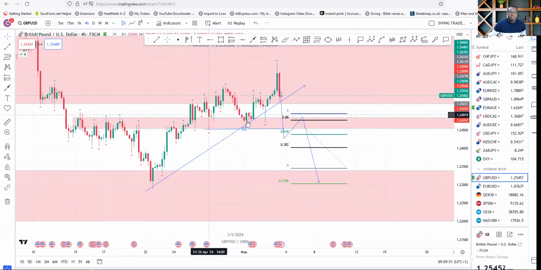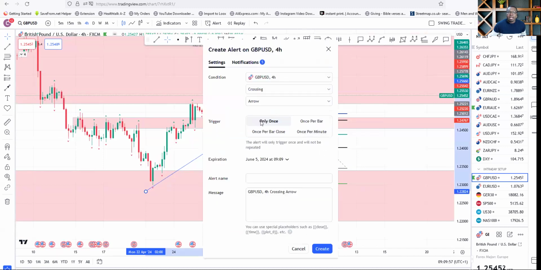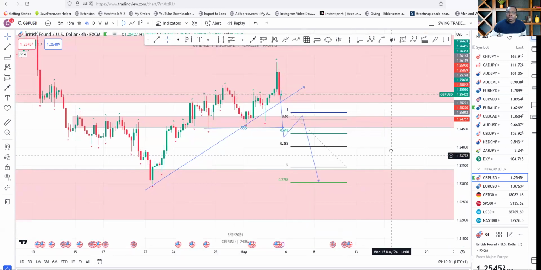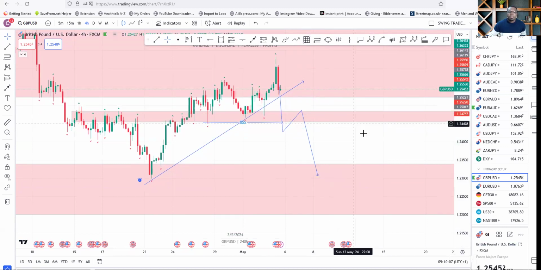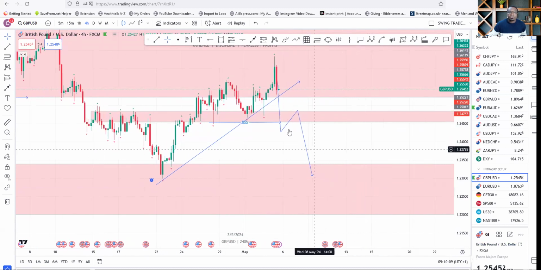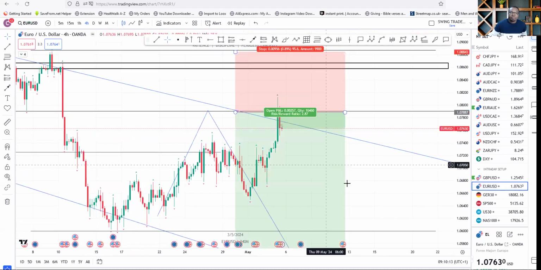So this is what I'm expecting on GU. I'm going to put this trend line and set an alert on it, and that alert will be that price closed below it, and then I will begin to look at the opportunity to trade. Meanwhile, I'm taking this off, so we'll be looking at that opportunity to trade. So this is what I see on GU right now. So let's see Euro USD.